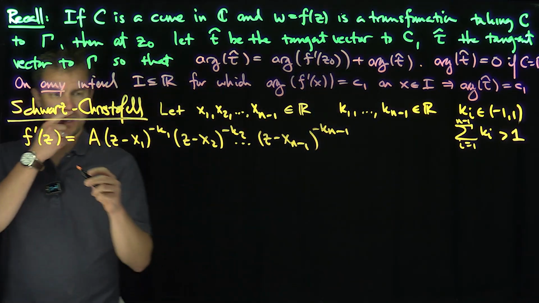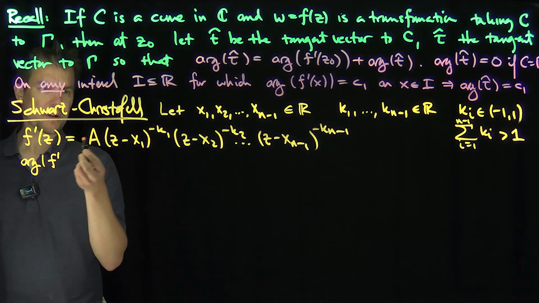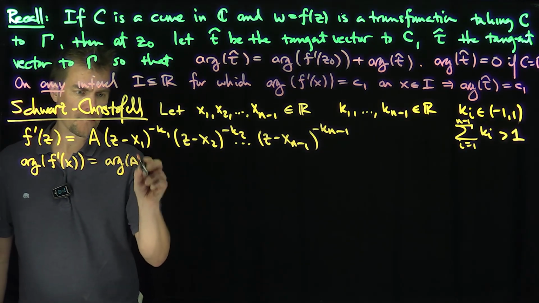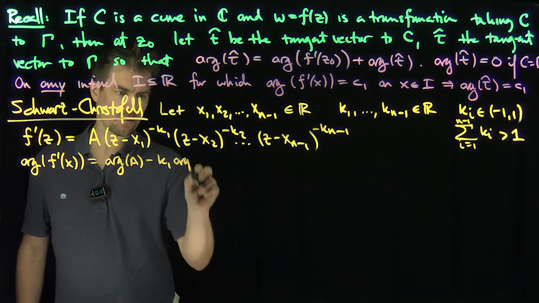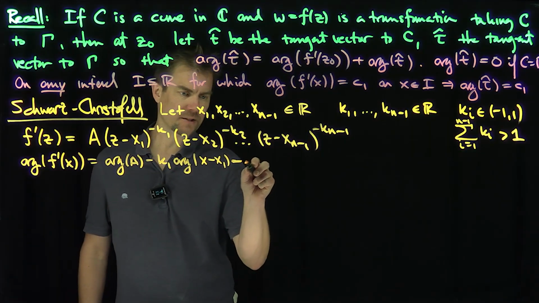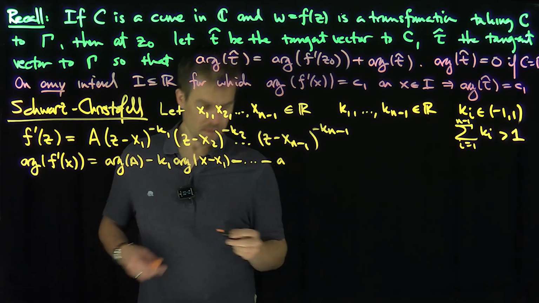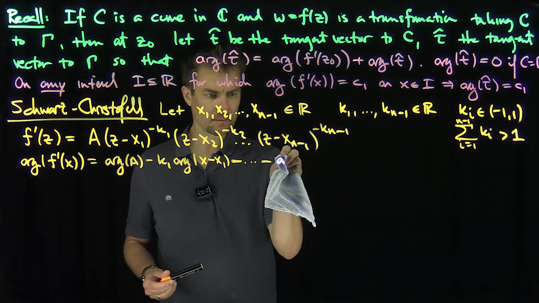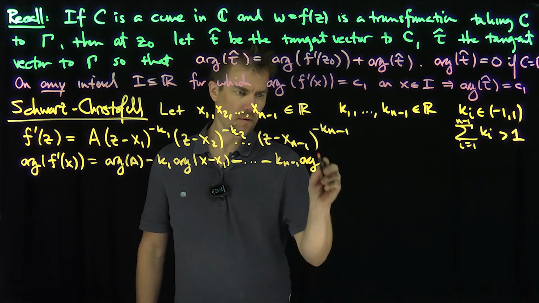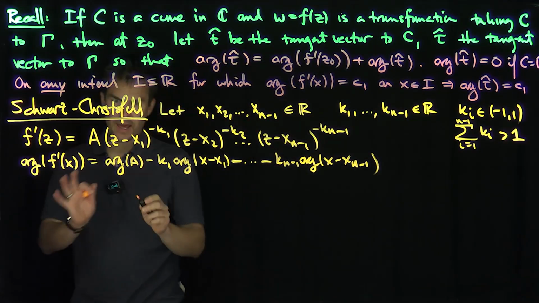Let's think about what's going to happen over here. What's the argument of f prime of z? Argument of f prime, let's put just an arbitrary x in there, like x on the real line. It's going to be the argument of a, minus k1 times the argument of x minus x1, all the way down to minus k_{n-1} times the argument of x minus x_{n-1}. Beautiful, okay? Let's think about what's going to happen over here in this formula.